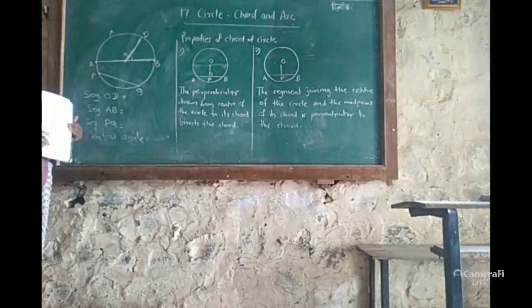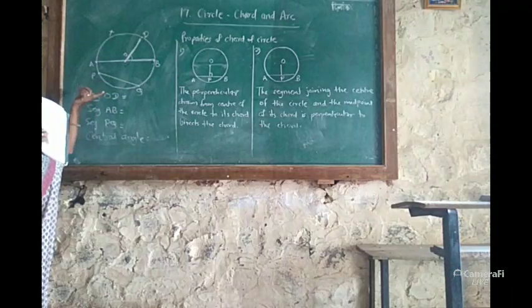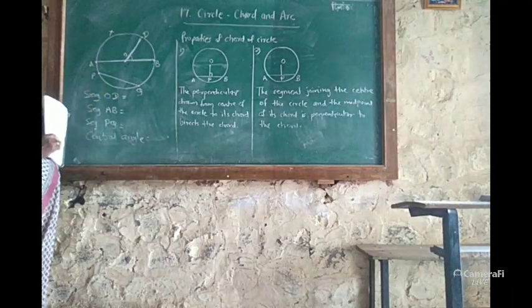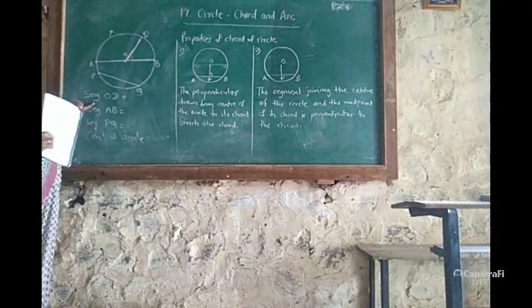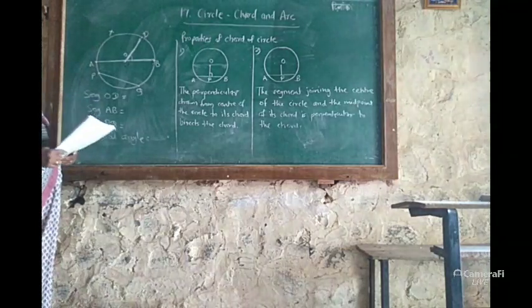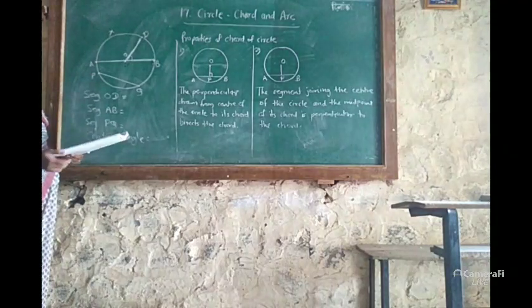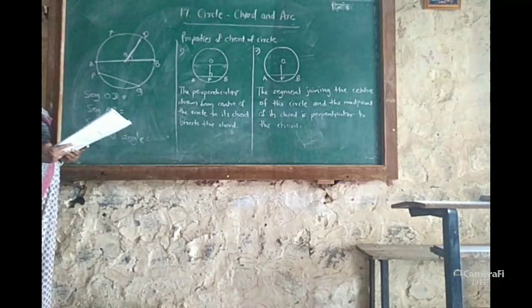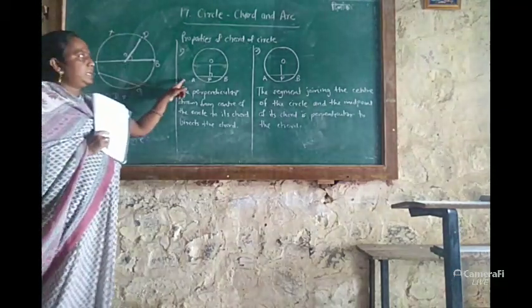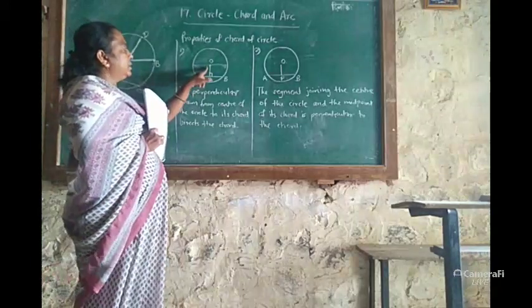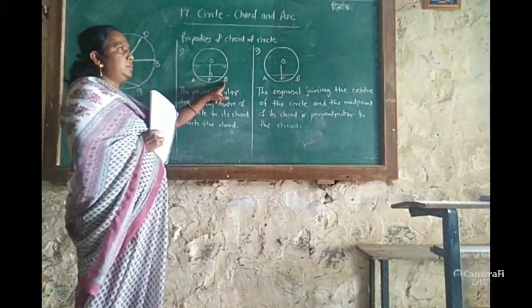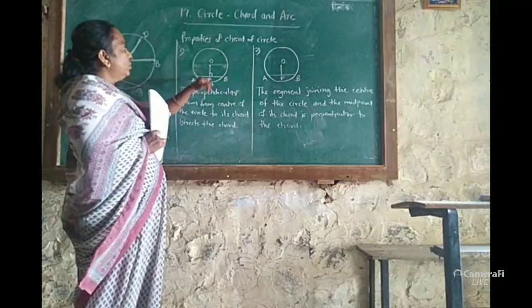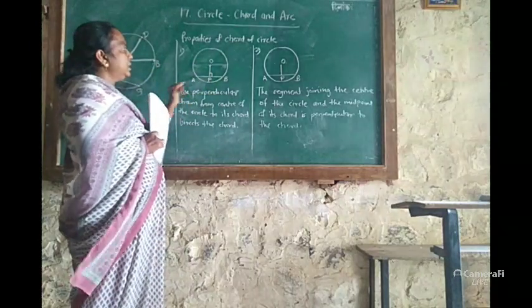You know what is the chord? Chord is the segment drawn on joining the 2 points on circumference of the circle. These chords are of different lengths. Now we have to study the properties of chord of a circle. Here first property is given here. You can see the first diagram I have drawn here. The center of the circle is O. AB is the chord of the circle, and here OP is the perpendicular drawn on the chord.